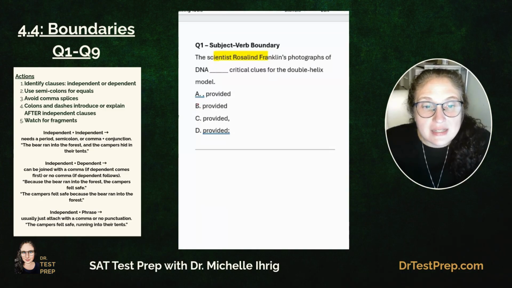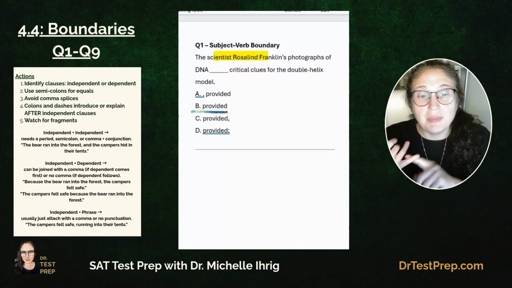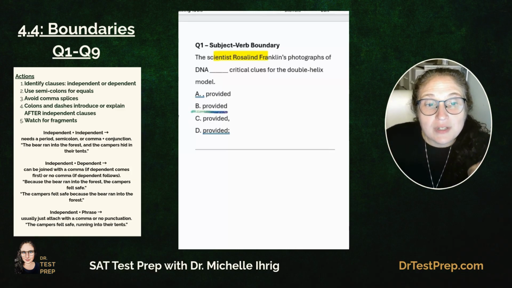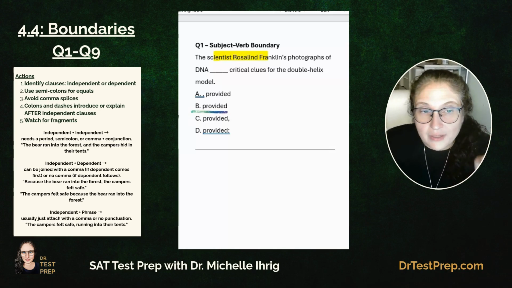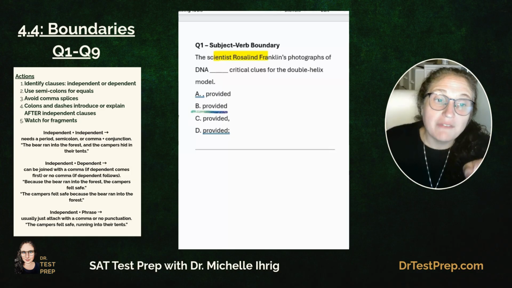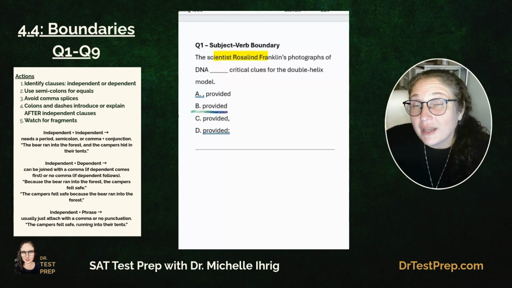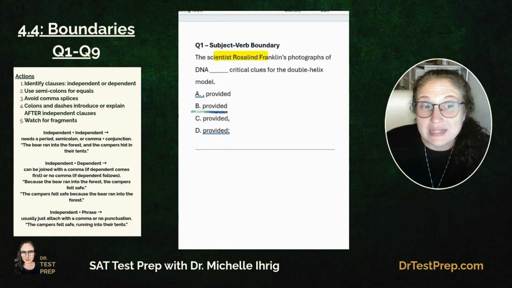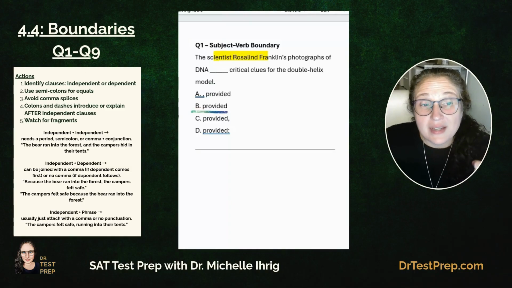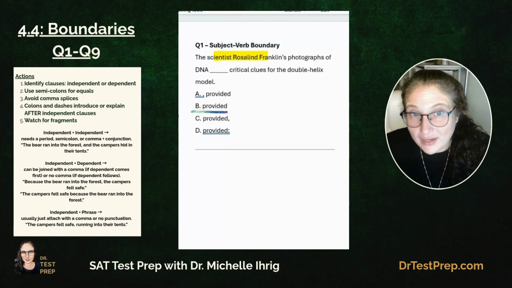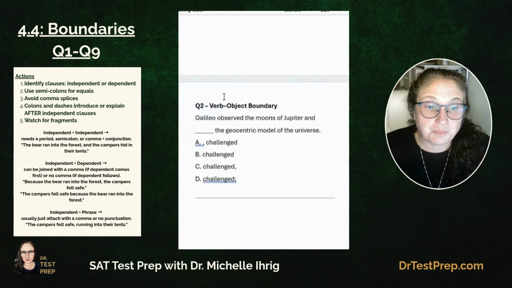And it's going to be the one without any commas, because in order for it to be comma provided, there has to have already been a sentence in there. And we wouldn't start with a verb anyway after the comma. It wouldn't be provided afterwards because we still need to know what it provided. We need to know what comes after the verb. And same thing for the semicolon. The semicolon is used when we're separating complete ideas. Critical clues for the double helix model is not a complete idea. And the photographs of DNA provided is also not a complete idea. So provided without any punctuation is the best answer.